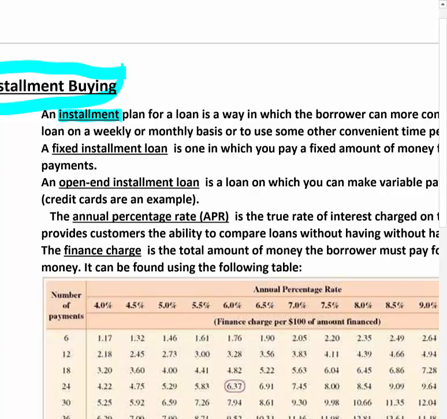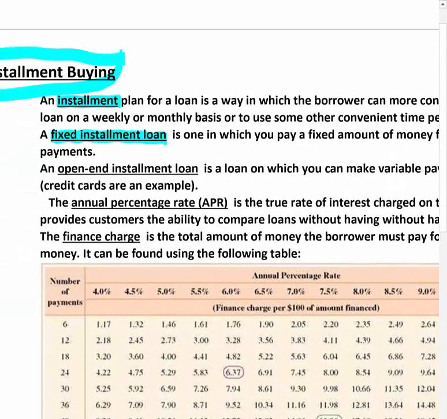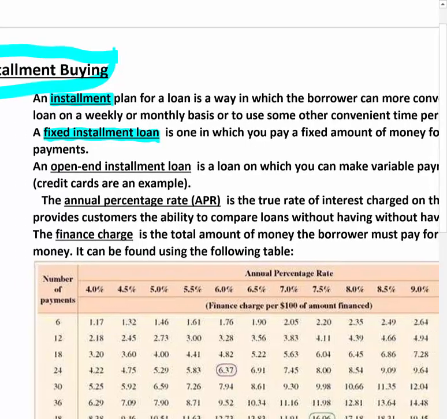But let's see, then there are a few types of installment loans. The first type is a fixed installment loan. It's one in which you pay a fixed amount of money for a set number of payments. That would be more like if you had a lump sum in the beginning, you're taking out a big loan. Credit cards are different. You start out with no debt, and you accumulate debt as you go every month. So the fixed loan, you had a fixed amount to begin with, and that's not going to change.